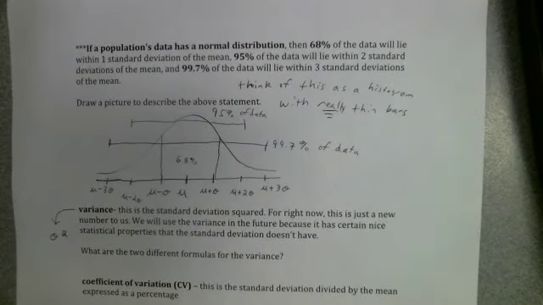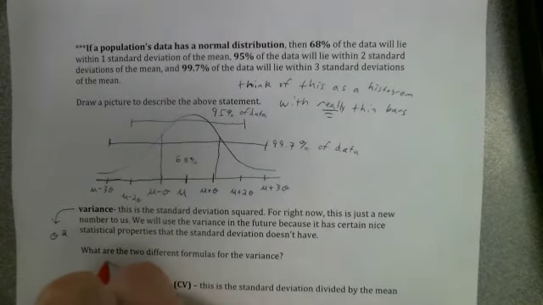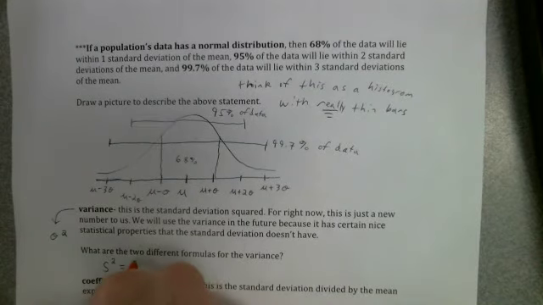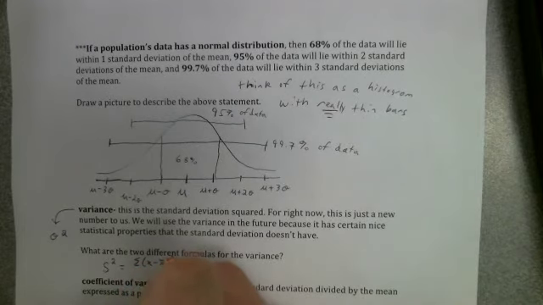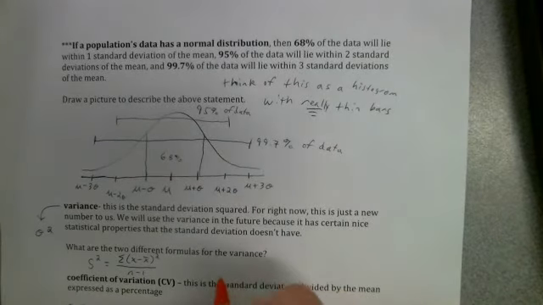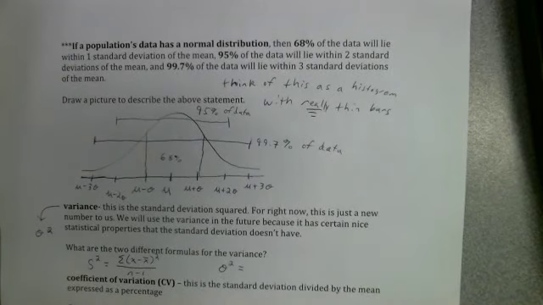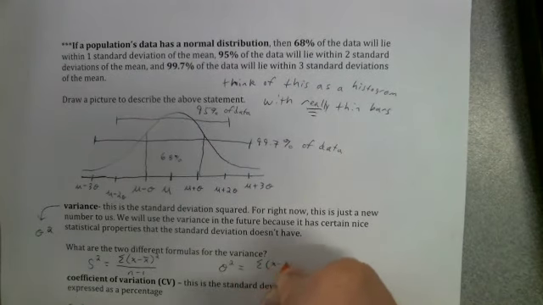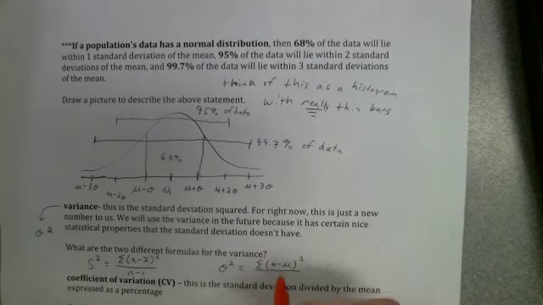So I say, what are the two formulas for the variance? Well, you have s squared for sample variance. Now, if you square the standard deviation, the square root symbol is just going to disappear. So you're going to have the sum of x minus x bar squared, all divided by n minus 1. And for population variance, again, if you square the standard deviation, the square root is just going to disappear. So you have the sum of x minus mu squared, all divided by n. So those are our two formulas for the variance.